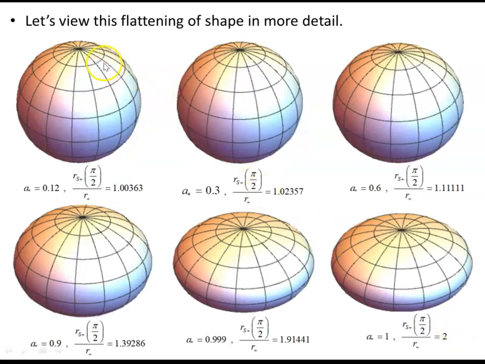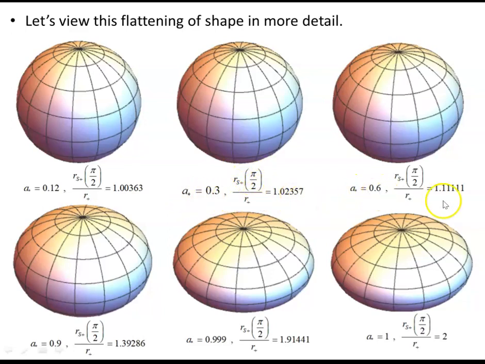Let's look at some examples of this. Let's view this flattening of shape in more detail. So here's our case from the previous page, spin of 0.12. Here's our ratio of the two axes. Now let's increase the spin to 0.3 and the ratio increases slightly. I've remade this video, you'll notice, because the previous version had 0.33 here, just a typing error. This answer is for 0.3, and that's what I intended. I'm not sure how the 0.33 occurred, just a typing error. So I've remade the video as a result. So a star 0.3 gives us this ratio.